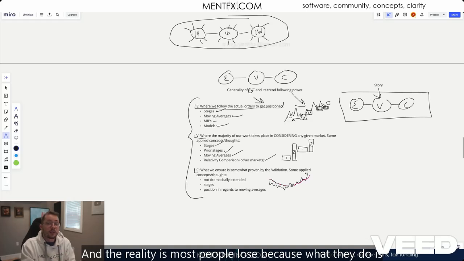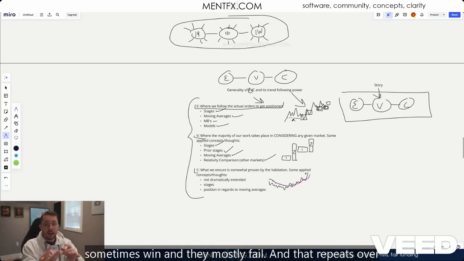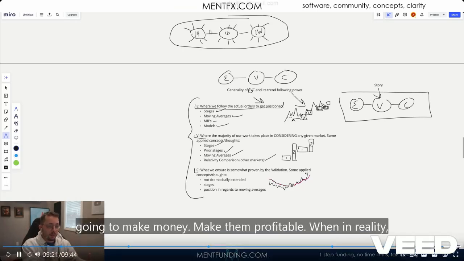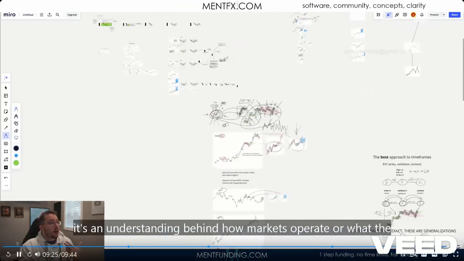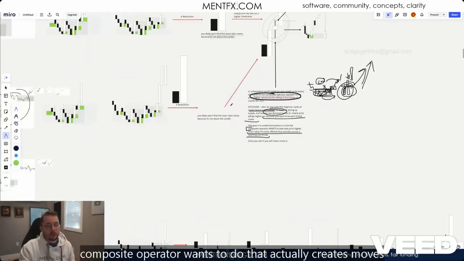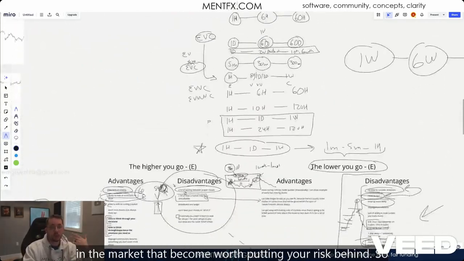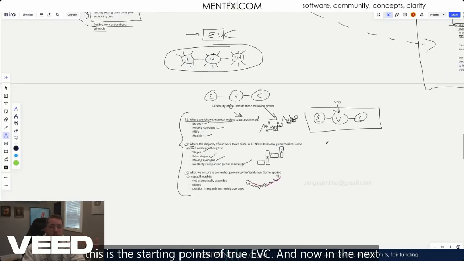And the reality is most people lose because they study patterns, they apply those patterns, and they sometimes win, and they mostly fail. And that repeats over and over again because they think a pattern is going to make them profitable, when in reality, it's an understanding behind how markets operate, or what the composite operator wants to do, that actually creates moves in the market that become worth putting your risk behind. So this is the starting point of true EVC.